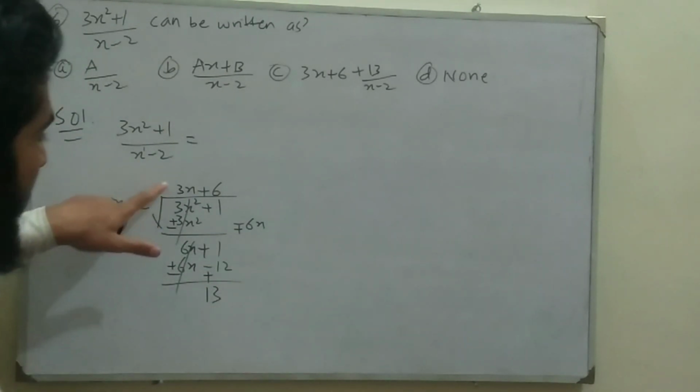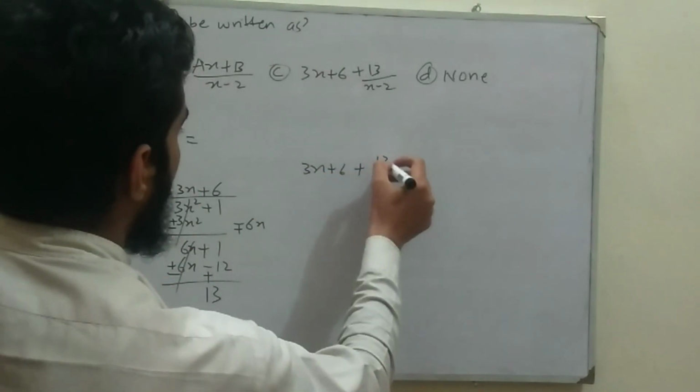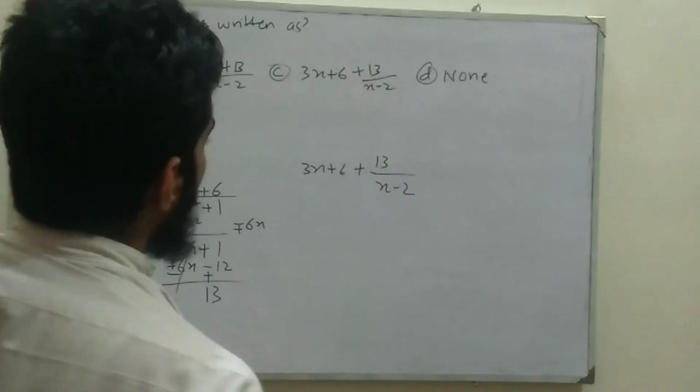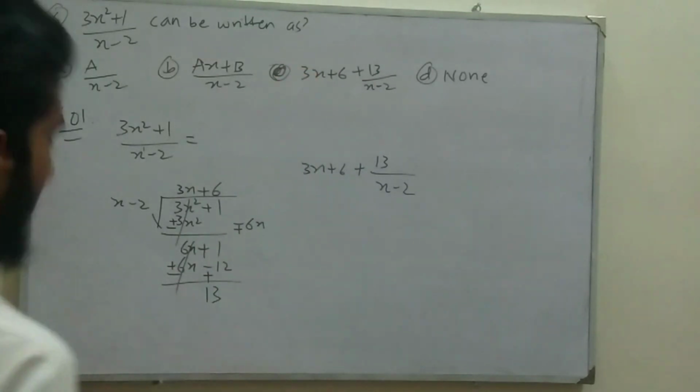So according to the formula we can write it as 3x plus 6 plus 13 divided by x minus 2. So the correct option is 3x plus 6 plus 13 divided by x minus 2. So the correct option is option number C.